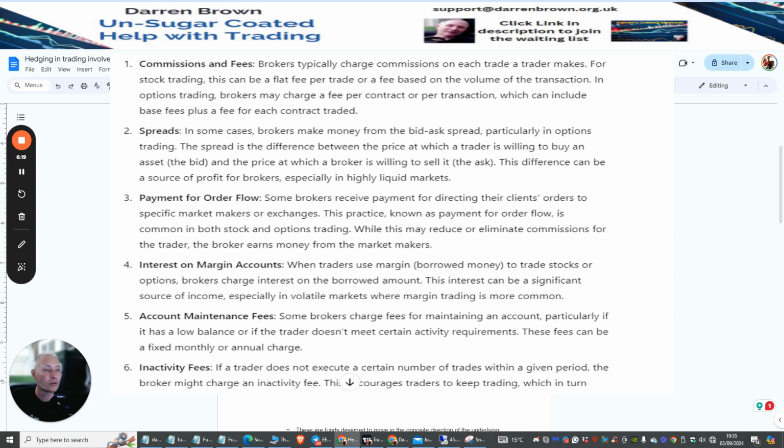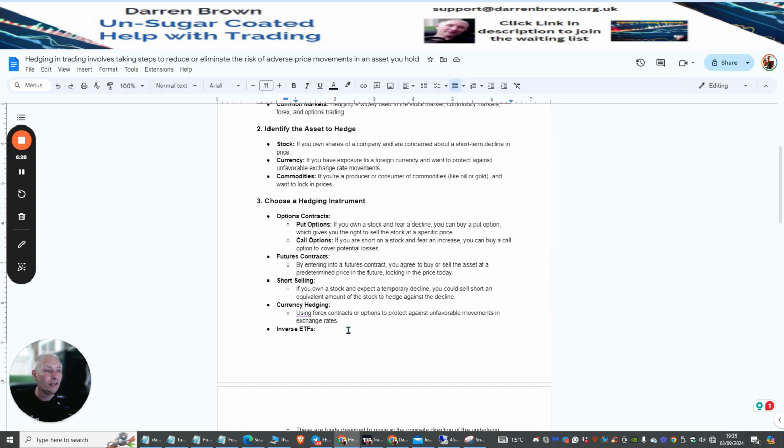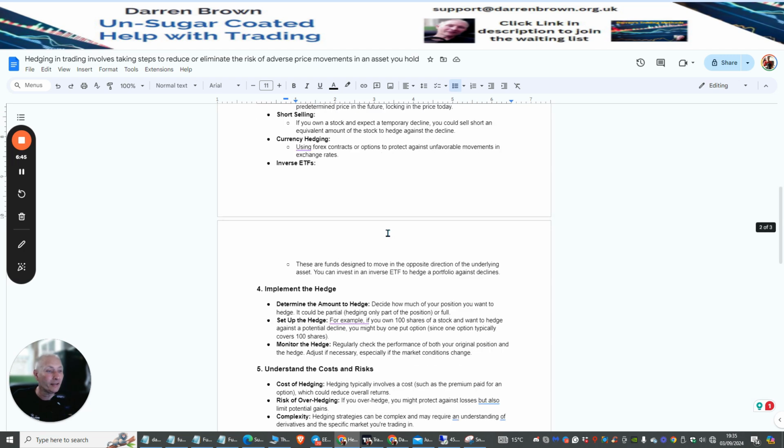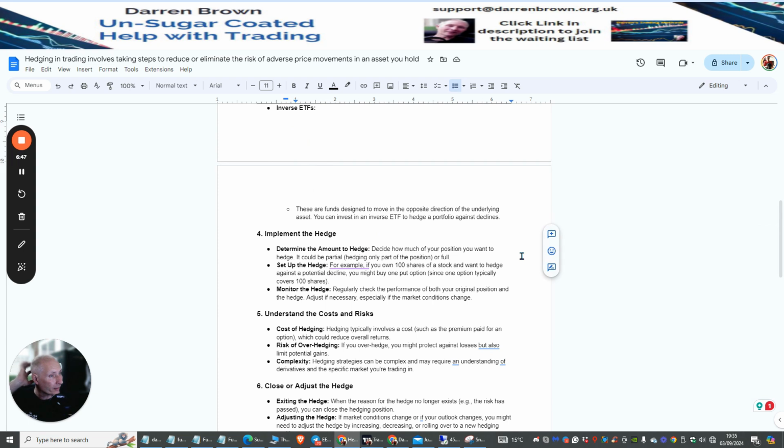Okay, so the future contracts: by entering a future contract, you agree to buy or sell the asset at a predetermined price in the future, locking in your price today. Short selling: if you own a stock and expect a temporary decline, you could sell short with an equivalent amount of stock to hedge against this decline. Currency hedging: using forex contracts or options to protect against unfavorable movements in exchange rates. And then inverse ETFs. These are funds designed to move in the opposite direction of an underlying asset.